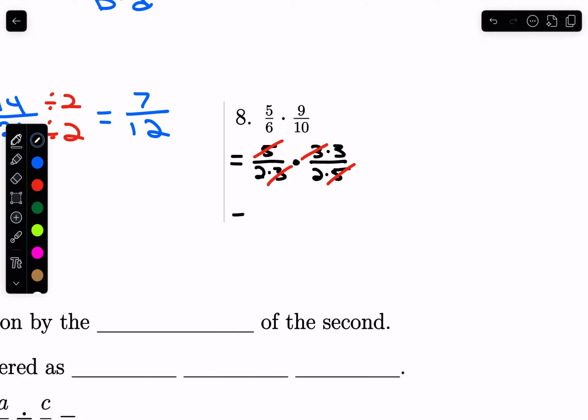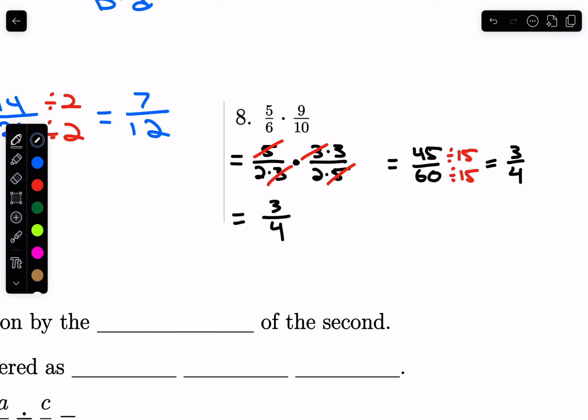So I am left with now on top just a 3, and on bottom 2 times 2 gives me 4. So I'm left with 3 over 4 as my result. Now let me just show you that if I had multiplied it out to be 45 over 60, 45 and 60 have a GCF of 15. So I would have divided top and bottom by 15, and that would have given me, again, 3 over 4.